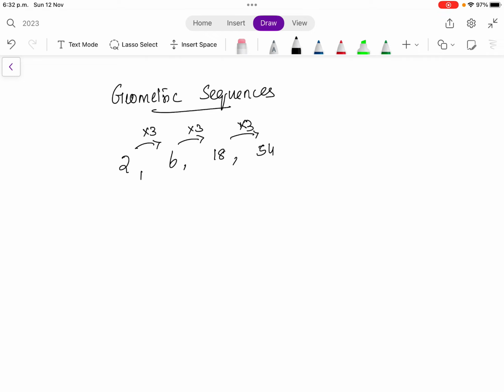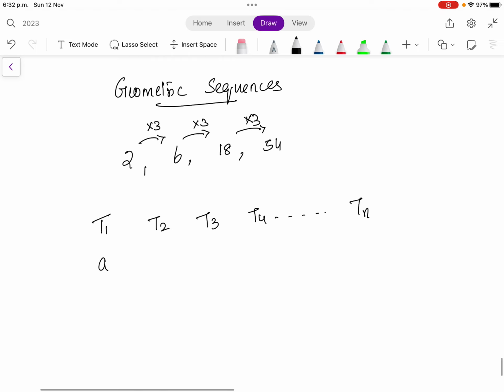another geometric series. Okay, to generalize it, if the terms are t1, t2, t3, t4, and tn, the first term is a. It's the same as that of the arithmetic sequence. Now the second term, if I'm multiplying it by r, is ar. The third term is ar times r, which is equal to ar square. The fourth term is ar to the power of 3, and it goes on like this, and the nth term will be ar to the power of n minus 1.